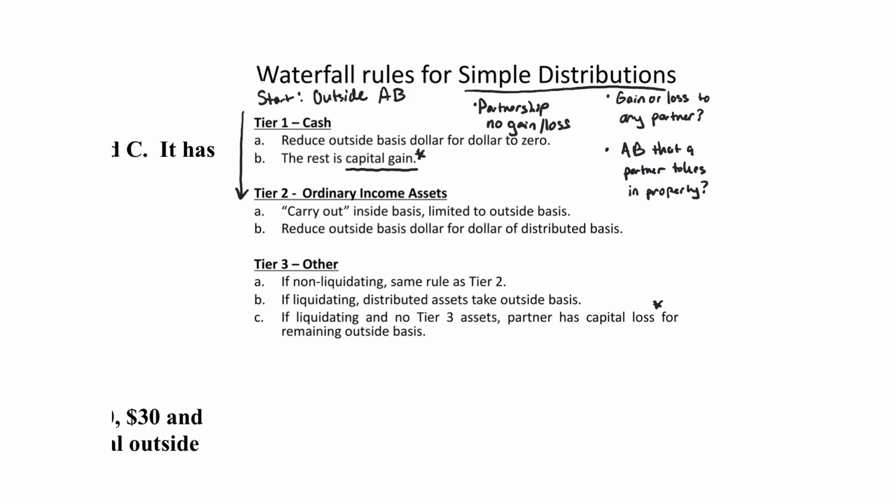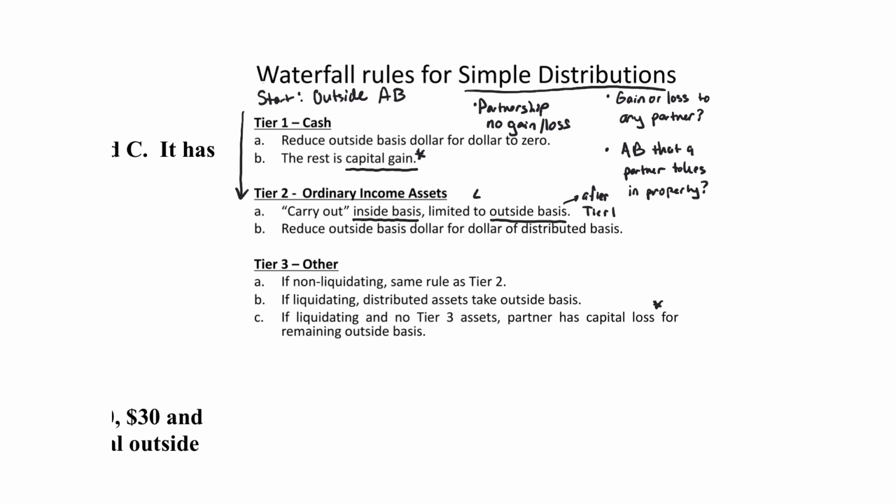Now the rule is a lesser of rule. It's the lesser of the inside basis. Remember, in the partnership basics video, we talked about the concept of inside basis versus outside basis. Inside basis is what the partnership has in the asset. Outside basis is what the partner has in his or her interest. This is after tier 1, after we calculate the subtotal, the remaining outside basis after tier 1. That's why we create this chart.